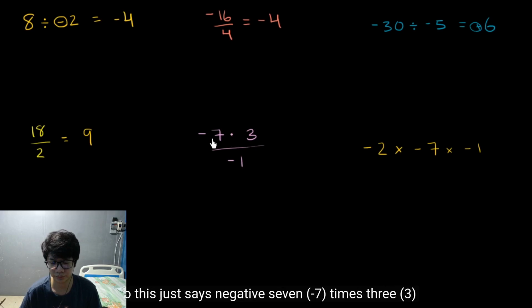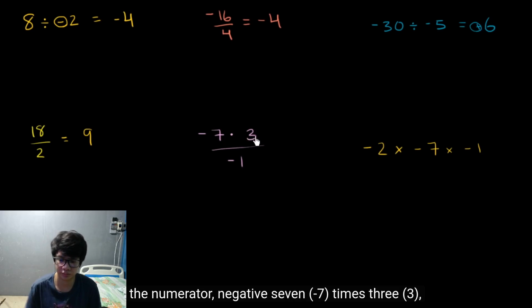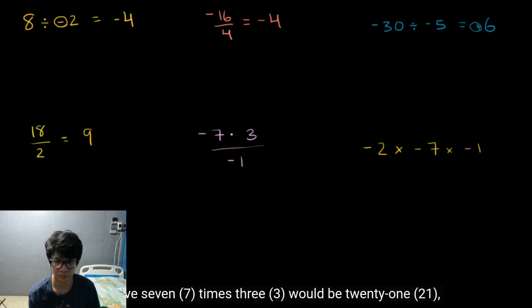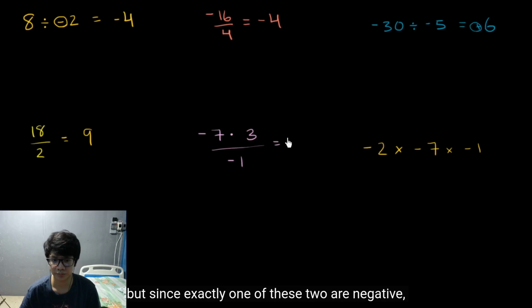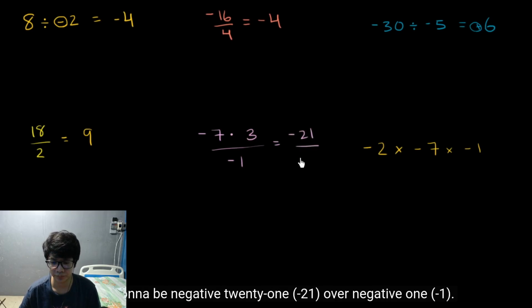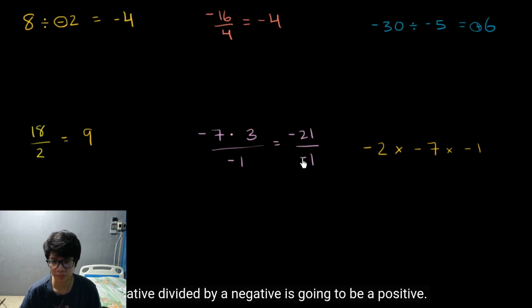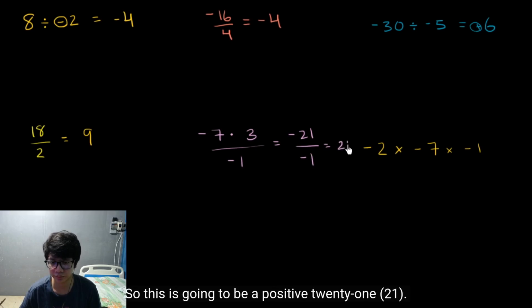So this just says negative 7 times 3 in the numerator, and then we're going to take that product and divide it by negative 1. In the numerator, negative 7 times 3, positive 7 times 3 would be 21, but since exactly one of these two is negative, this is going to be negative 21. And it's going to be negative 21 over negative 1. Negative 21 divided by negative 1, a negative divided by a negative is going to be a positive. So this is just going to be positive 21.